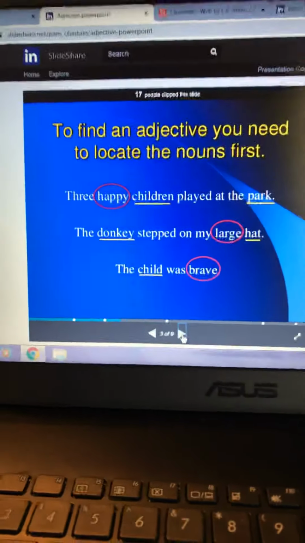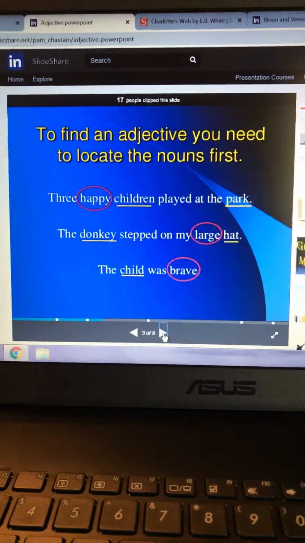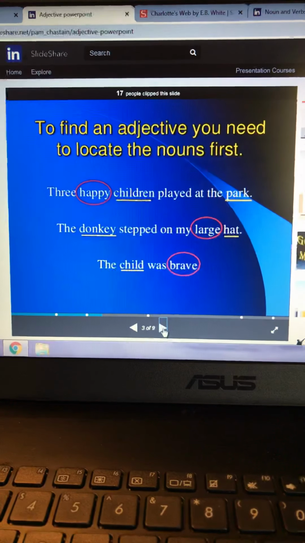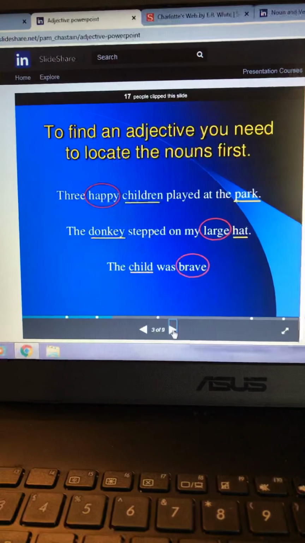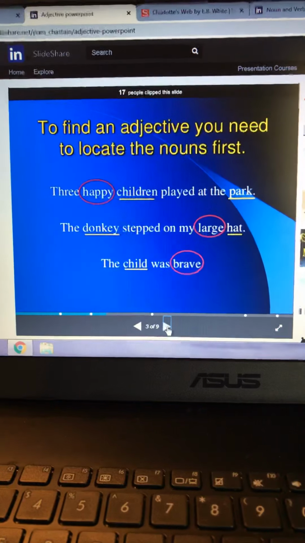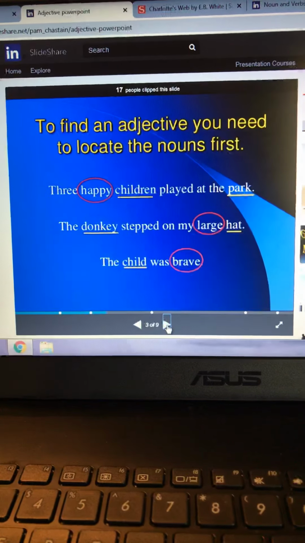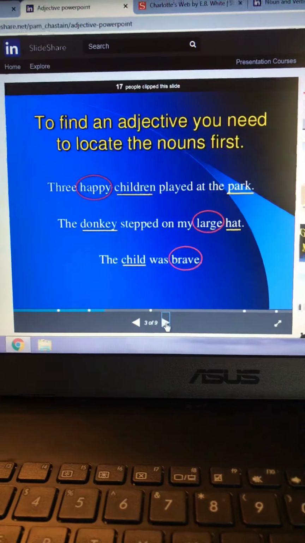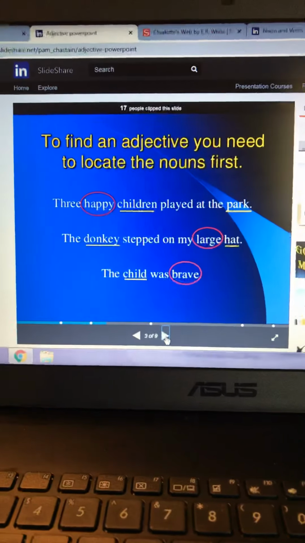To find an adjective, we always locate the nouns first. If you look in the three sentences, the happy children played at the park. Children and park are your nouns, and the adjective describing children would be which children? The happy children. The donkey stepped on my large hat. What kind of hat? A large hat. The child was brave. Child is your noun. The child was what? The child was brave. So brave would be your adjective.